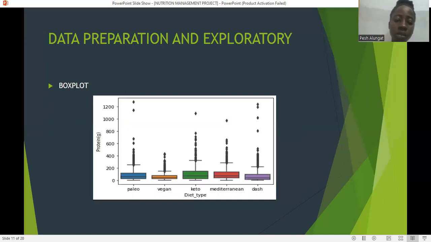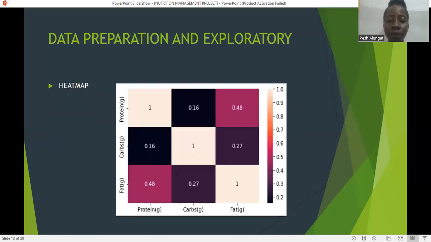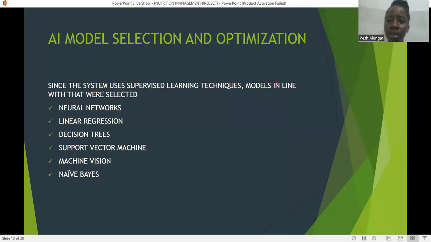The box plots, we came up with the heat maps. Here the heat map is showing the different relationships between the fats, carbohydrates, and proteins. So at some point, you can see that the fats are related to the proteins through that color purple. Proteins are there at the 1.0 degree. So that's some of the techniques we use during the data exploratory. There are outliers and so many stuff.